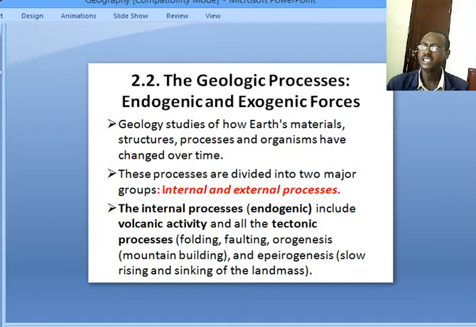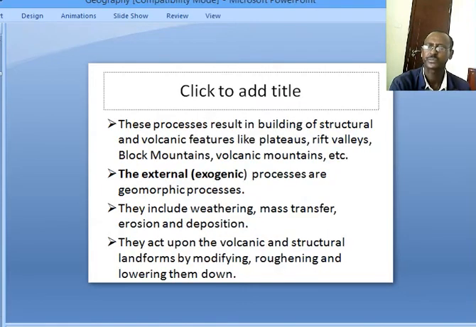The internal process is called endogenic, which includes volcanic activity and all the tectonic processes. By tectonic we mean folding, faulting, orogenesis. Orogenesis refers to mountain formation or building, and epeirogenesis means slow rising and sinking of the land masses. All these are studied within the endogenic process.